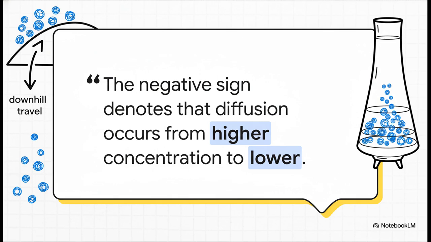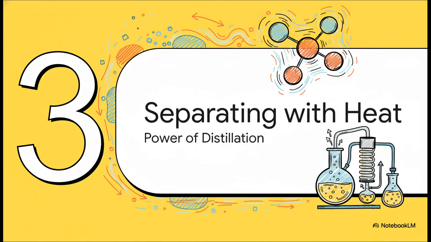And there's this one little detail in the math that I just find so elegant. It's this tiny negative sign in the equation. And all that little sign does is tell us something we already intuitively know. The flow is always downhill, always from a crowded place to an empty one. Simple but profound. All right, we have the fundamental rules of how molecules move.